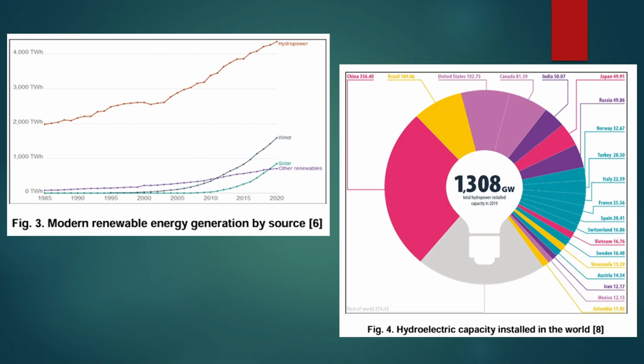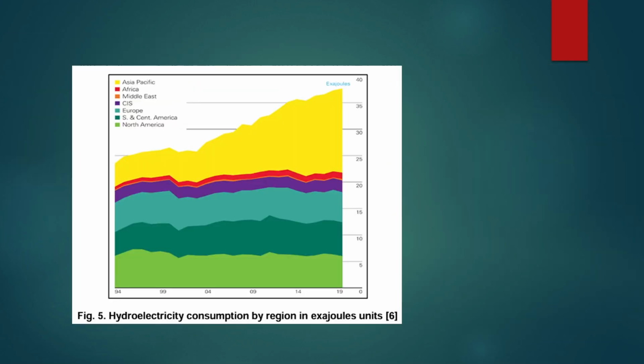And then figure four shows hydroelectric capacity installed in the world. It breaks down where the capacities are located based on country. As you can see, China, US, Brazil, those big players all have a large amount. And then figure five is hydroelectricity consumption by region in exajoules.